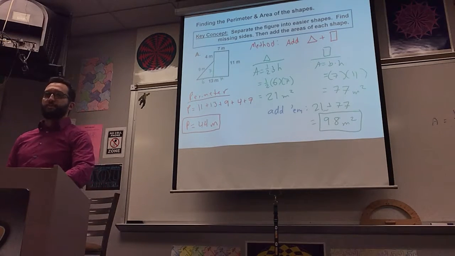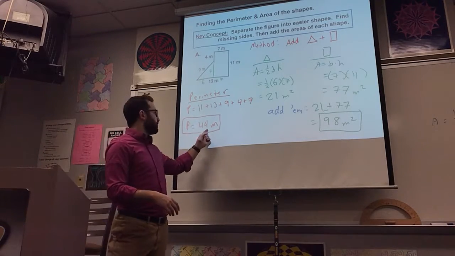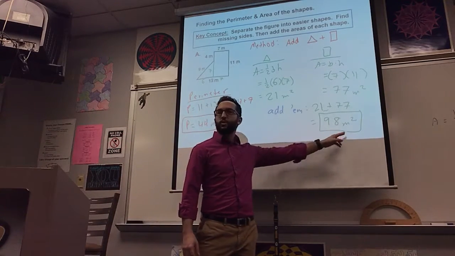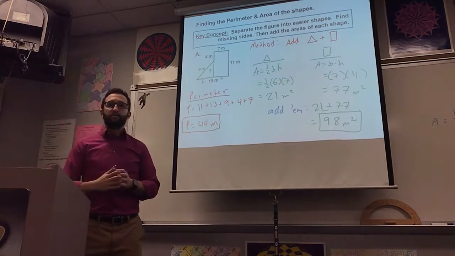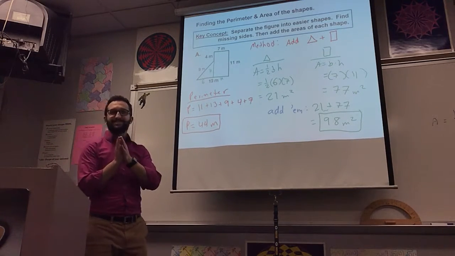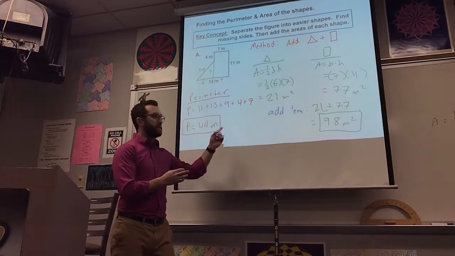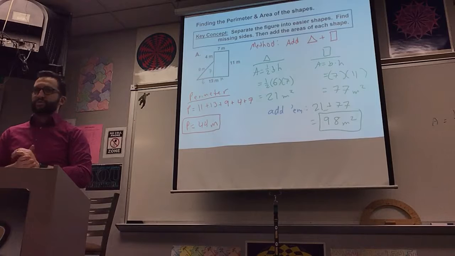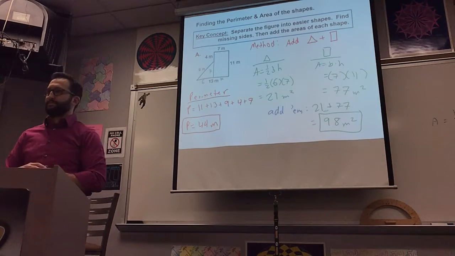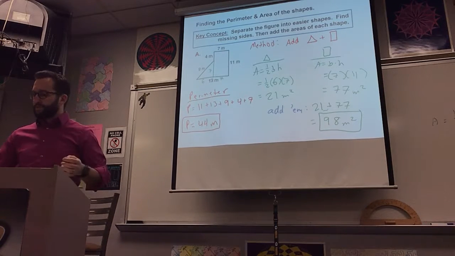So our two answers for perimeter and area are 44 meters and 98 meters squared. Notice the difference in the units. Do you see the difference in the units? Okay, good. Just meters, meters squared, because that's area and this is a length. Questions on that one? Cool, let's get one with circles.